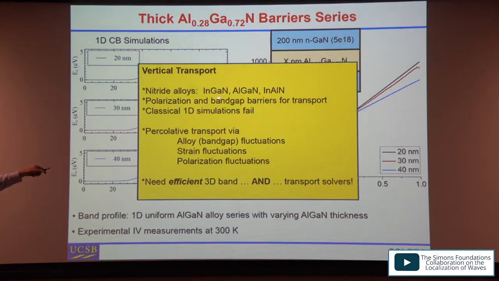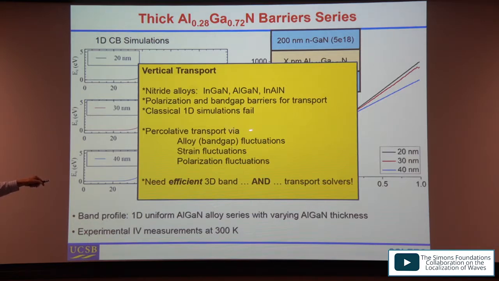So we have both large band gap changes and polarization discontinuities, which are a sum of differences in spontaneous polarization between the barrier and the surrounding materials, often gallium nitride, and the alloys, from strain and spontaneous polarization, strain-induced polarization. These provide huge barriers for carrier transport, even when the band gap is smaller. So the classical 1D simulations fail.